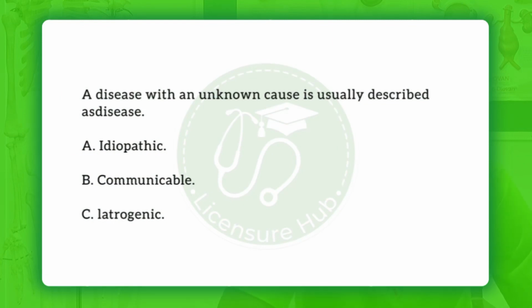A disease with an unknown cause is usually described as dash disease. A. Idiopathic, B. Communicable, and C. Iatrogenic. In the medical setting, diseases are basically classified on how they are gotten. When we talk about iatrogenic causes of disease or iatrogenic disease, these are diseases that the patient got due to medical practice. So when the doctor or the nurse attends the patient, as a result of the procedure, the patient ends up getting a disease, we classify those diseases as iatrogenic.